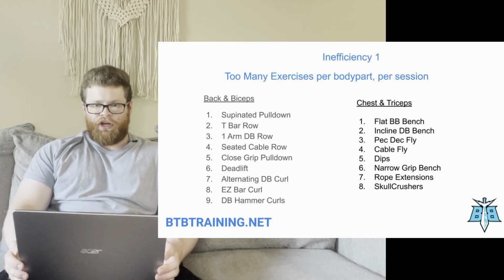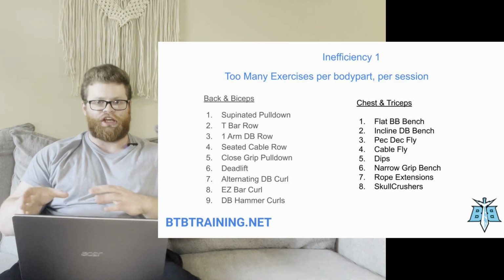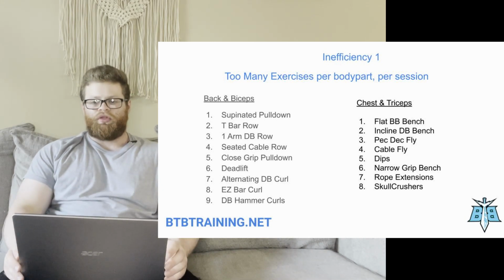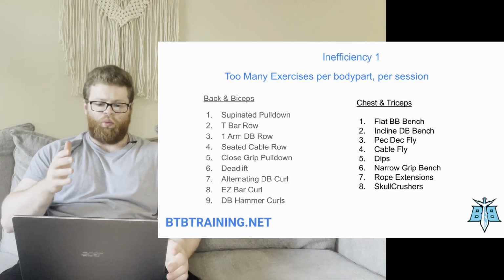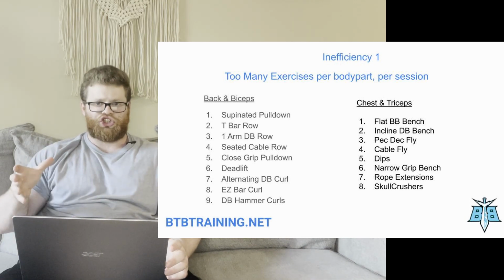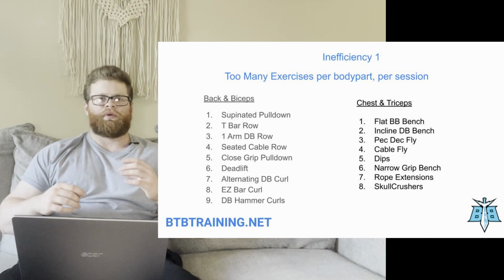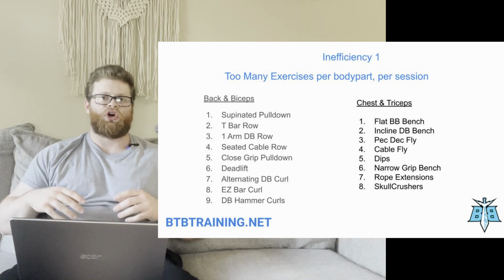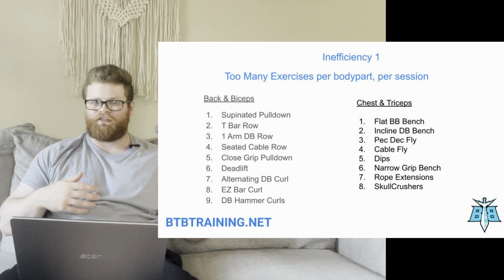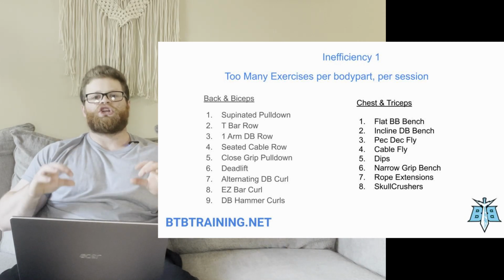So inefficiency number one, too many exercises per body part in each individual session. This is something that is pretty obvious to us at this point. When we are looking to structure a training program, we have a lot of exercises that we can choose from. When we look at our biceps, there are 10 different bicep curls that we can do. When we look at our lats, there are 10 different pull downs that we can do. There are so many exercises to choose from.